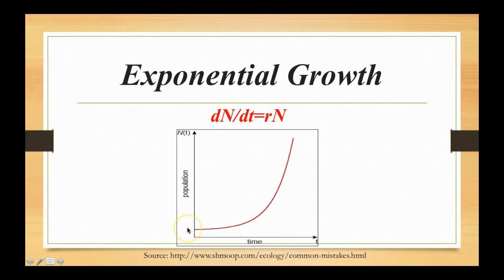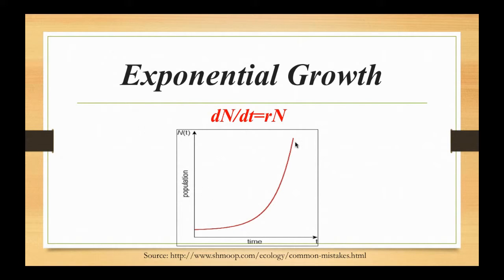So the graph of exponential growth looks like this. The line has a curve. It's not a straight linear line, but it has a curve, but still increasing, and there has to be unlimited resources. Therefore, there's no carrying capacity, so the rate of growth never becomes zero. It just keeps increasing.